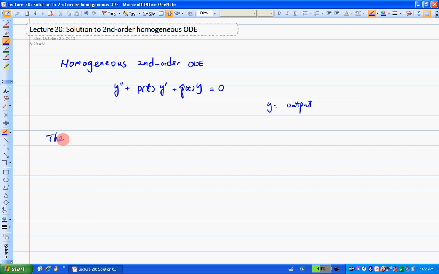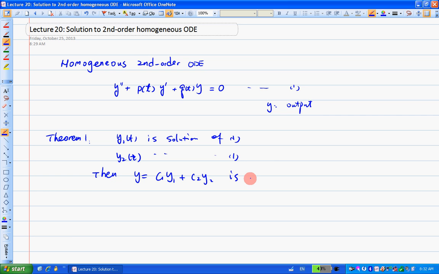The first theorem that we were talking about is, let's call this equation number 1, y1 of t is a solution of 1, and y2 of t is another solution of 1. Then y equal to c1 y1 plus c2 y2 is a solution of 1. So that's theorem number 1.